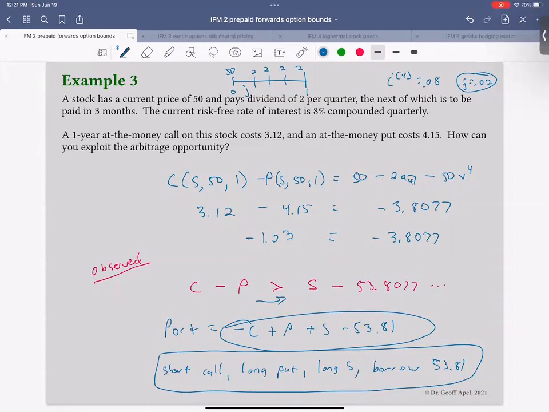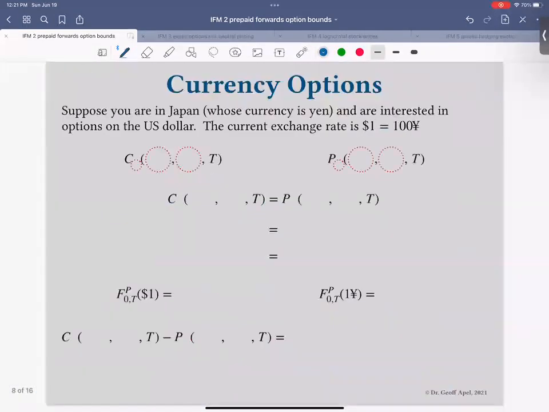All right, let's look now at currency options, because this is probably one of the biggest things I have questions about: doing things with currencies.